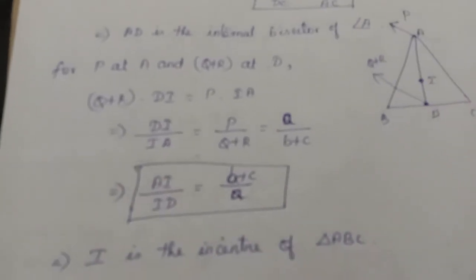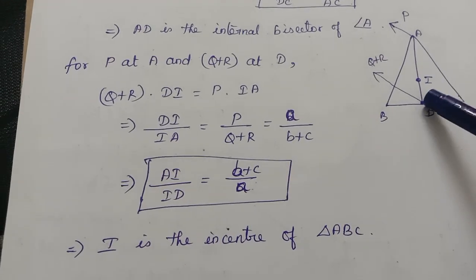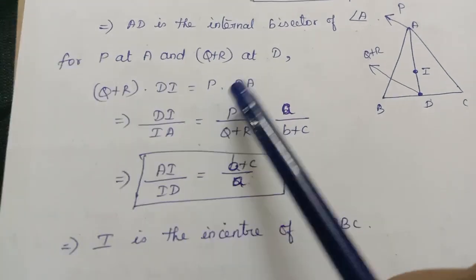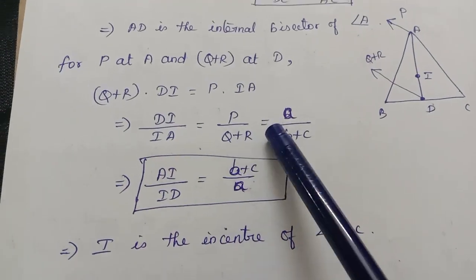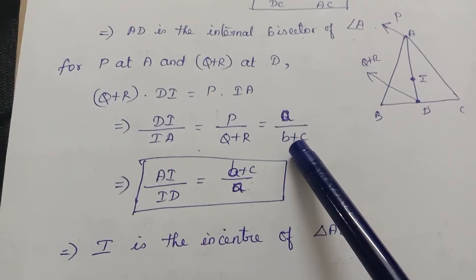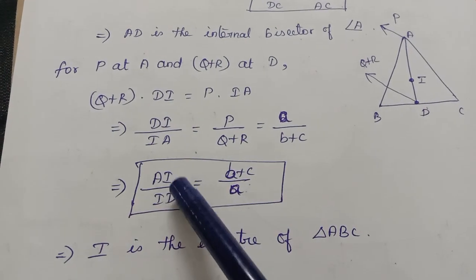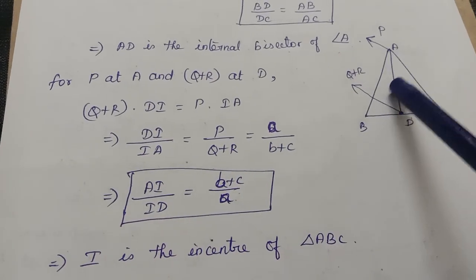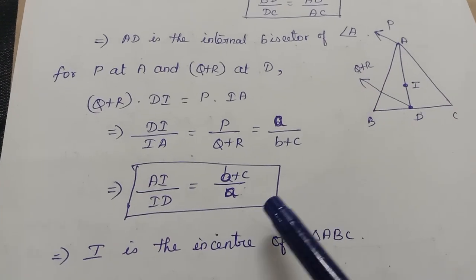These two are again like parallel forces, no? So how will you write the resultant? Q plus R into DI equals P into IA. Then rewrite the expression: DI by IA equals P by Q plus R. Again, P is equal to a and Q plus R is nothing but b plus c. So, reversing this, AI by ID equals b plus c by a.